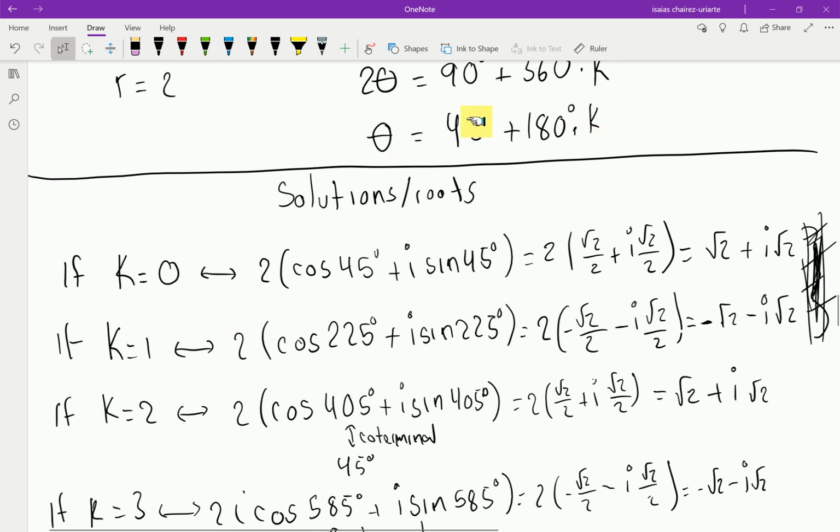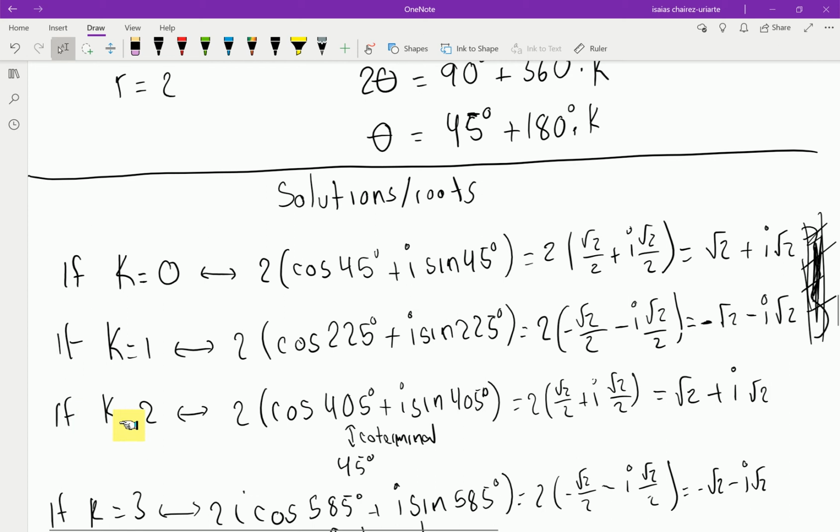Okay, now if k is equal to 1, I have 2 times cosine of 45 plus 180, that's 225, plus i sine of 225. Cosine of 225 is negative root 2 over 2, and so is sine of 225. And then once I distribute the 2, I end up with negative square root of 2 minus i root 2.